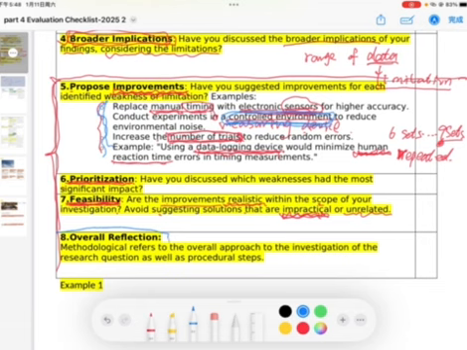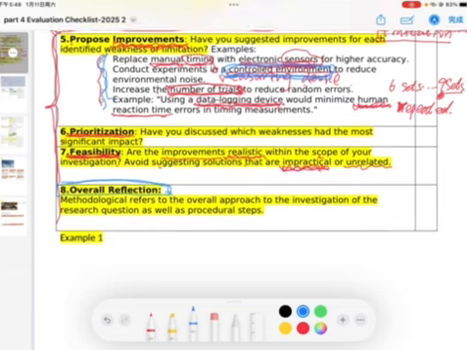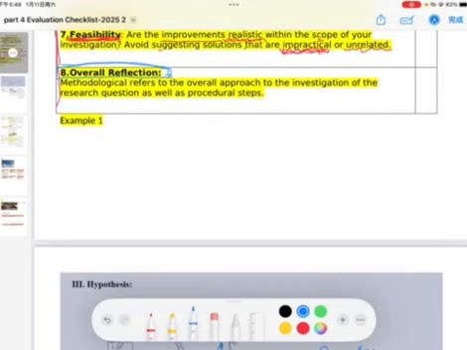And the last one, number 8, overall reflection. It is the part that a lot of students, actually 80% of students, are missing in the evaluation part. But this is a part that will add credit to your evaluation. The overall reflection over here means that the methodologies refer to the overall approaches to the investigation as well as the procedural steps, right? So very often you need to evaluate your data and your steps and your procedures and your measuring action. But very often you forget to evaluate the entire methodology of your experiment. This overall reflection is something that will add credit to your report.